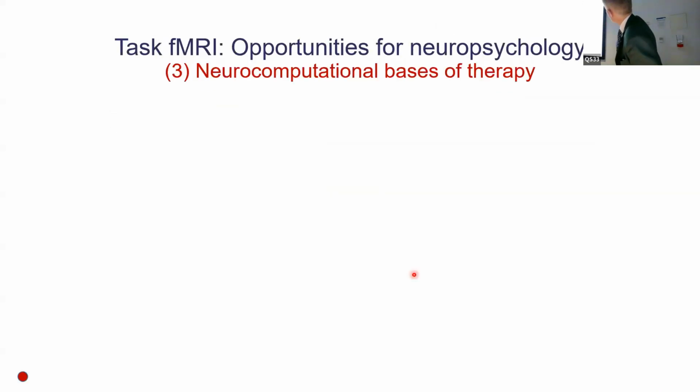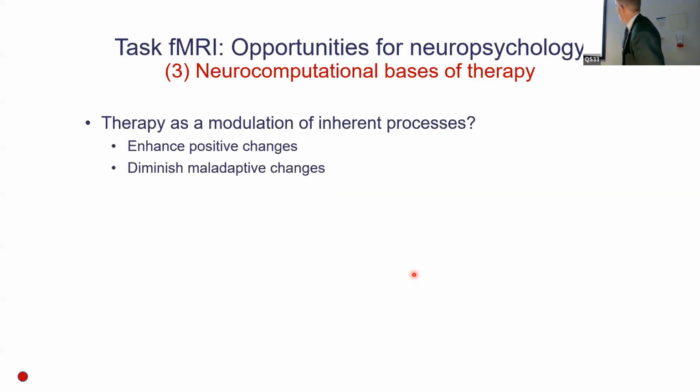Okay, so then the third one is understanding the neurocognitive basis of therapy. I'm very interested in therapy. If we really understood what was going on by measuring the brain actually doing things, we might get a much better idea of enhancing the positive changes you see spontaneously in patients, maybe trying to hold back maladaptive changes in recovery. If we really understood what was going on inherently in recovery, we could basically hijack that process in therapy.